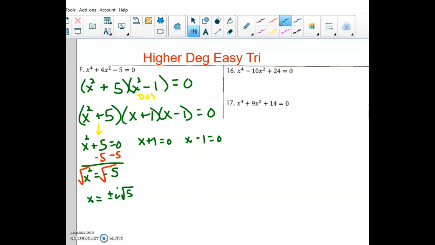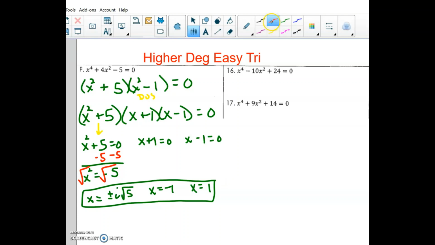The second and third factors are much quicker. x equals negative 1 and x equals positive 1 for a grand total of 4 answers that matches our degree of 4.